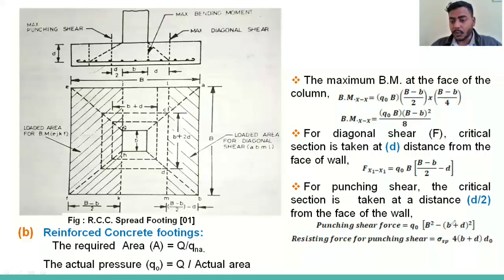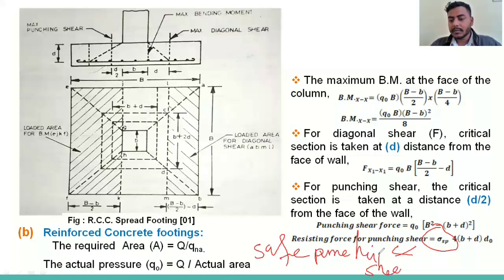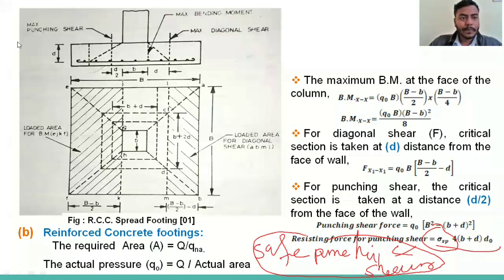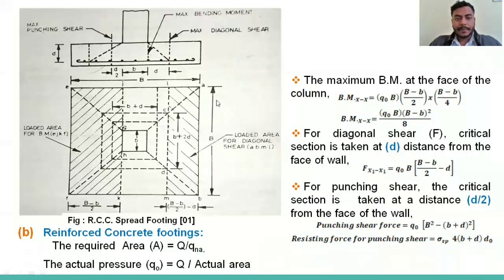We can calculate Q, here the QS, that is the safe punching shear. Here the QS is the safe punching shear. So how can we write 4 into D, so that you will see. See, whatever I mentioned with color, this portion will go down in the shear, and the rest of the portion will resist.